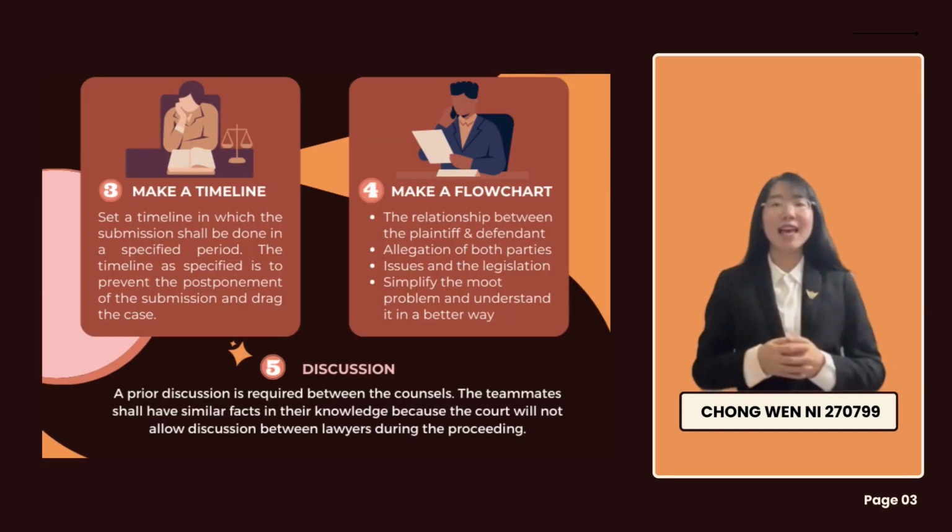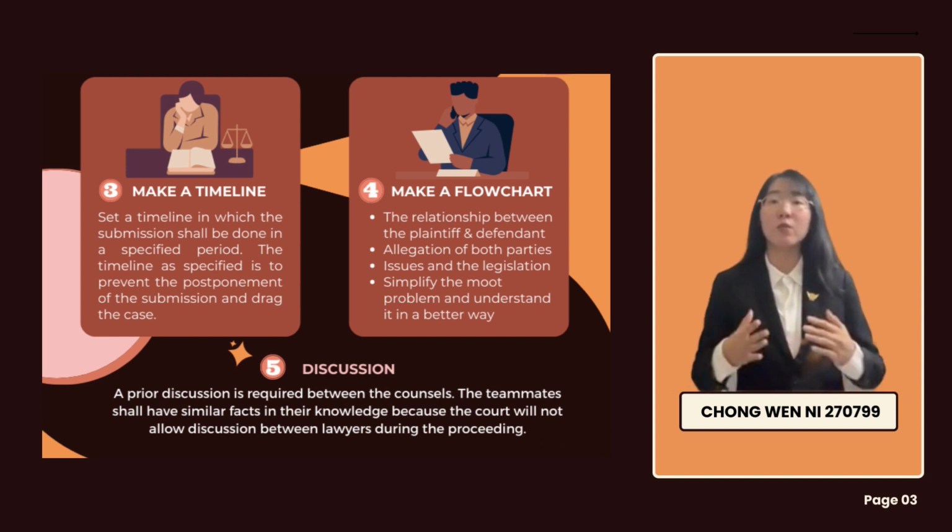Step 3. Set a timeline in which the submission shall be done in a specified period. The timeline as specified is to prevent the postponement of the submission and dragging of the case. It is vital to set a timeline because a lawyer needs to provide a reasonable reason to request for adjournment of the case. In the event that a lawyer is unable to file the submission within the allocated time due to health-related issues or any other unavoidable emergencies, he may request from the court for an extension of time to file the documents.